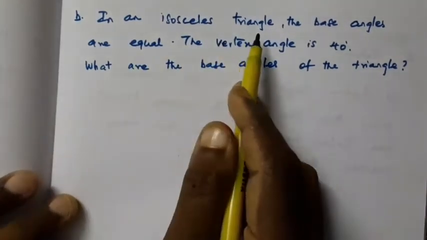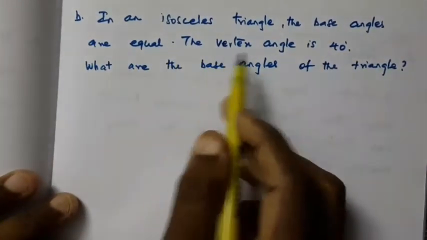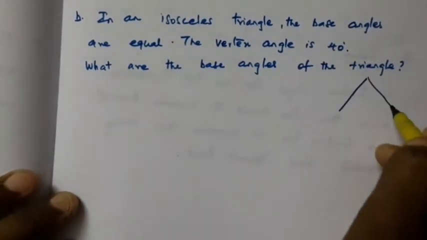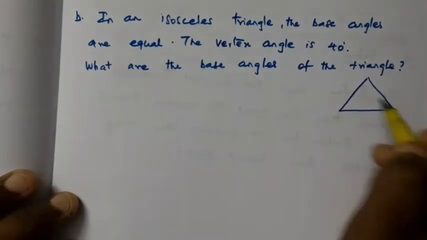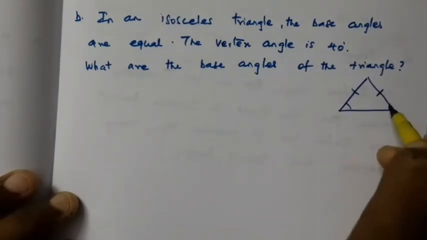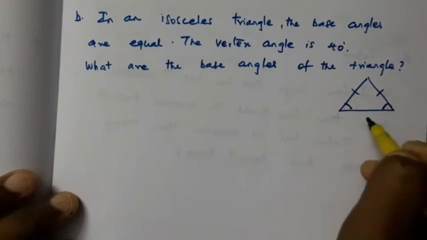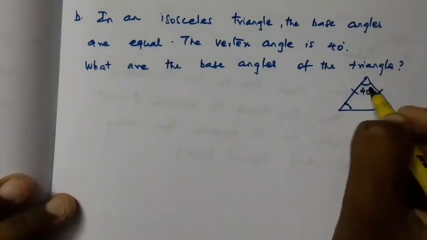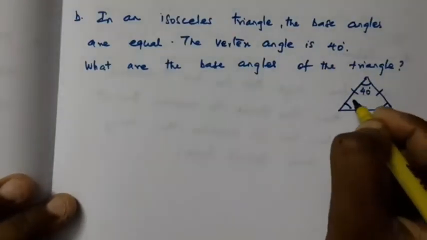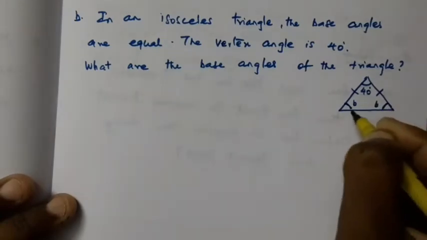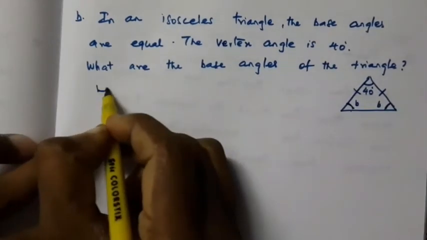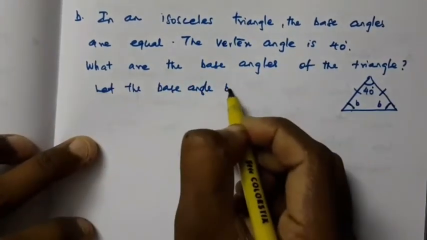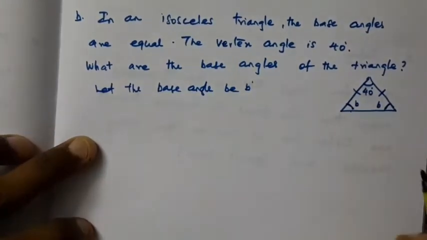In an isosceles triangle, the base angles are equal. The vertex angle is 40. What are the base angles of the triangle? So this is the isosceles triangle. In an isosceles triangle, these sides will be equal and these angles are equal. This and this are called base angles and this is the vertex angle. So let me have this be 40, which is the vertex angle. Let me take the base angle to be B. Okay, this is B and this is B.